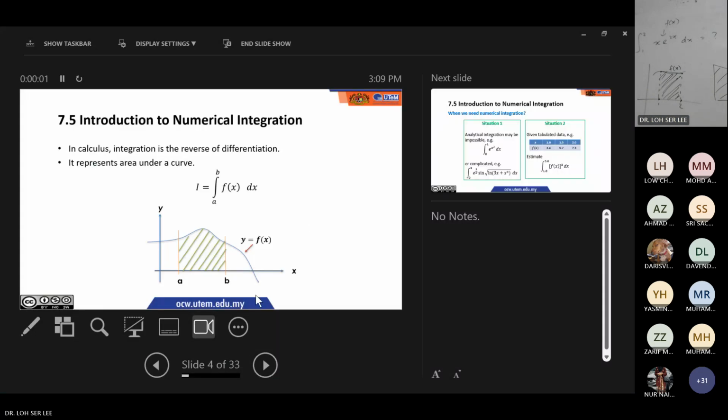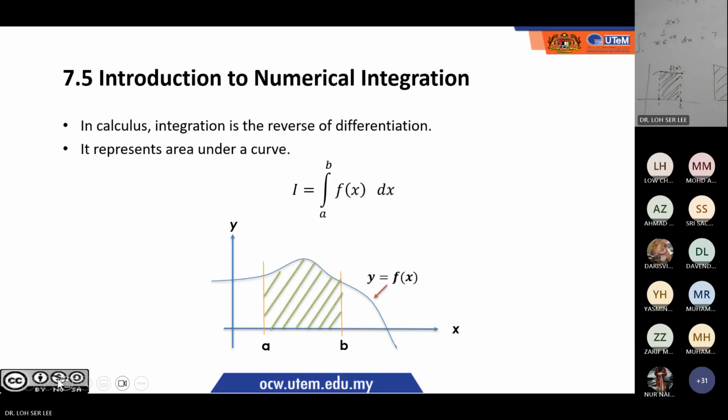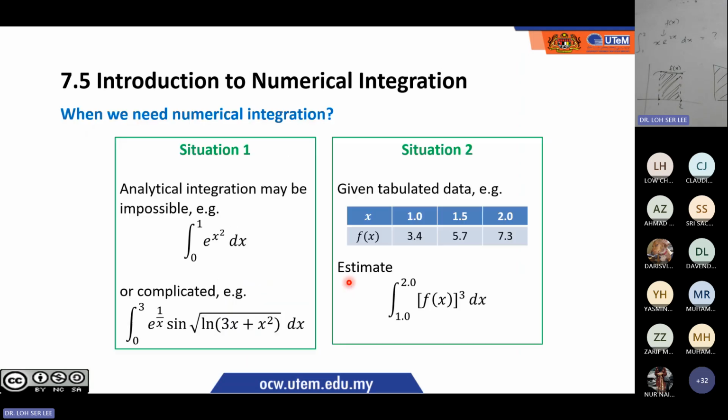Now back to the slide. This is the area under the curve. We are integrating, and this is called a definite integral because you are given the values of a and b. The output of this is the area under the curve. When you are integrating from a to b for this curve, we get the area under the curve.